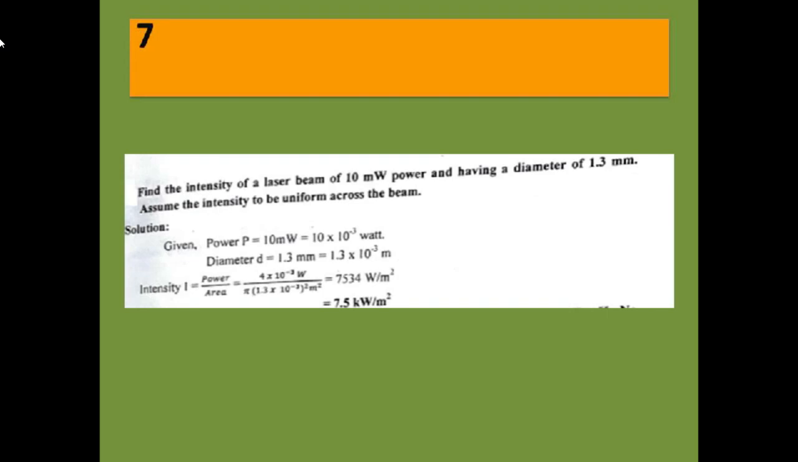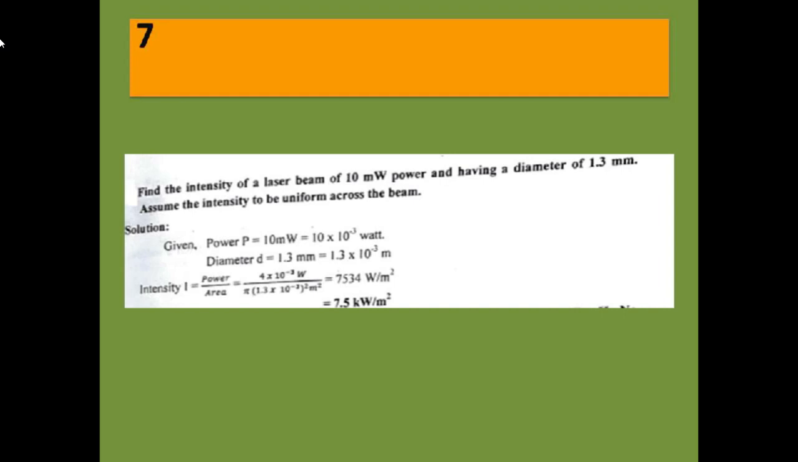Find the intensity of the laser beam of 10 milliwatt power and having a diameter of 1.3 mm. Assume the intensity of the uniform cross section of the beam. So here it is given power P is equal to 10 milliwatt is equal to 10 into 10 to the minus 3 watt. Diameter D is equal to 1.3 mm is equal to 1.3 into 10 to the power minus 3 meters.